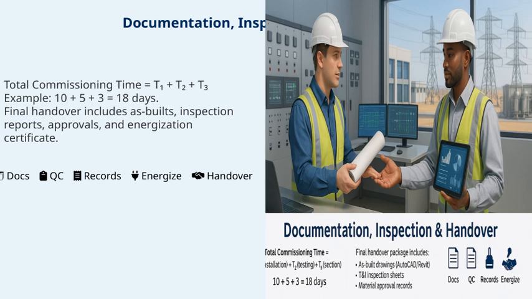During the final handover, we include all essential documents such as as-builts, inspection reports, approvals, and the energization certificate. These records are crucial because they ensure everything is properly documented and ready for operation. You'll notice the icons here: Docs, QC, Records, Energize, and Handover, each representing a vital step in this process. Proper documentation and thorough inspections are what guarantee a smooth transition from project completion to operational use. This phase really ties together all the work we've done and makes sure everything is in order for the client or end user.